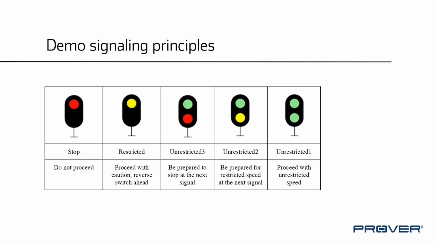in the route. Then the second light, the lower one, simply gives the driver of the train information about the aspect of the next signal. So if the lower light is red here, it means that the next signal will be at stop. If the lower light is at green, it means the next signal will be at unrestricted speed, and so on. Okay.